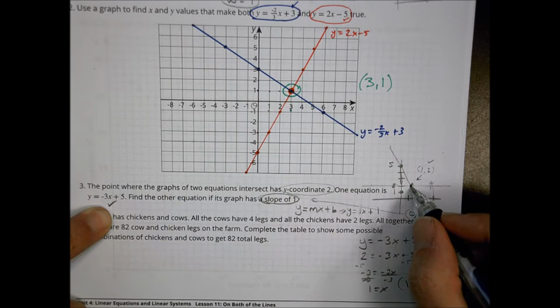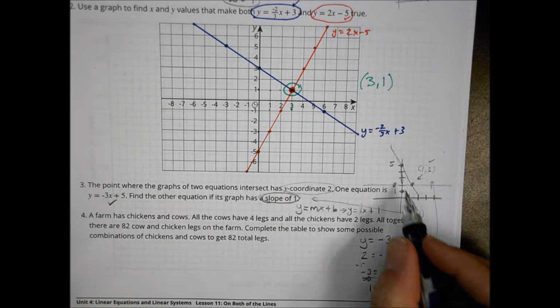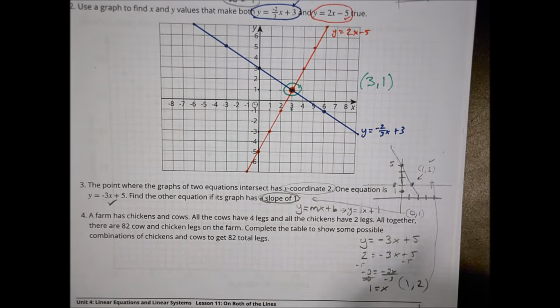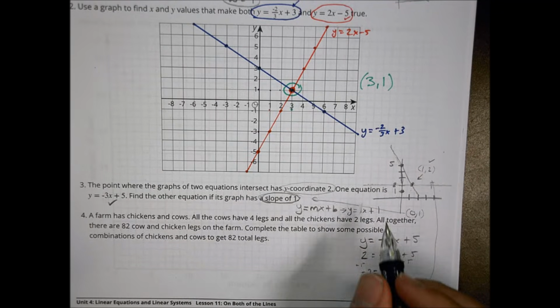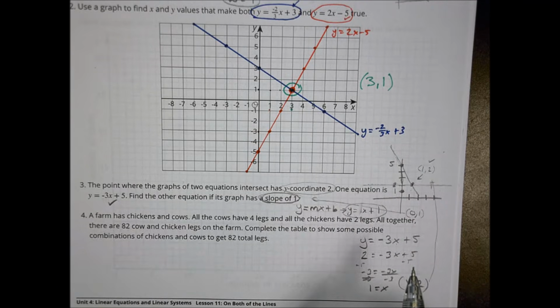So I can either just graph it out, or I could plug in one value to find out what that coordinate point is going to be. That's my starting point. And then from there, I could work backwards with the slope to find out what the other equation is going to be, which is y equals x plus 1. Okay? Yep, and that's kind of what you can do there.